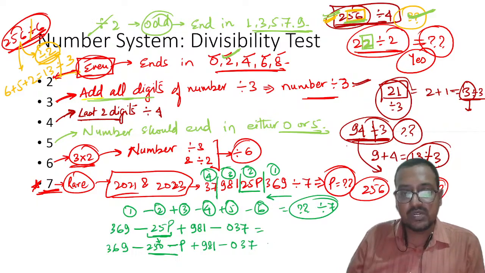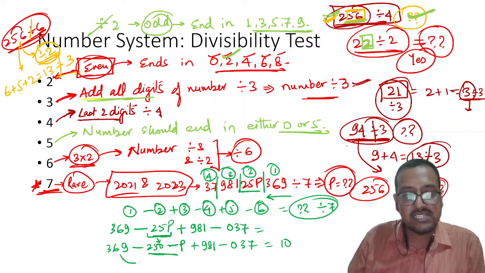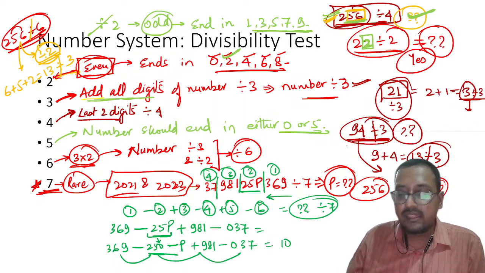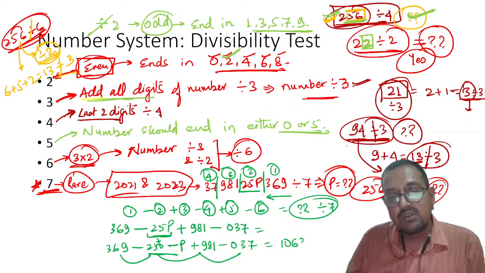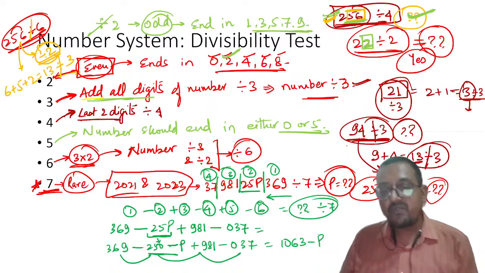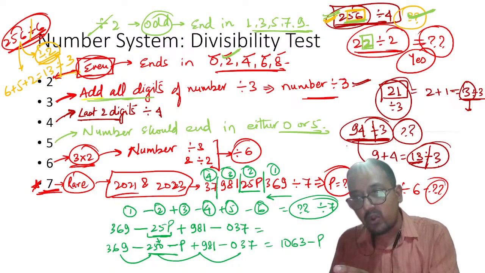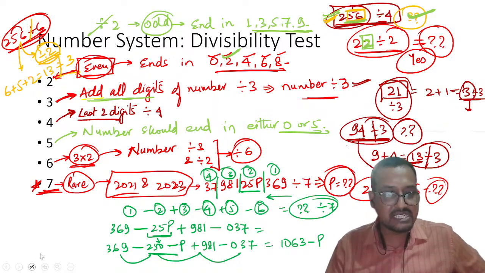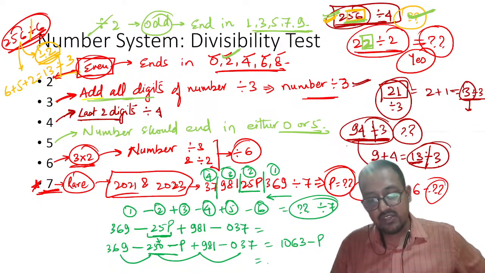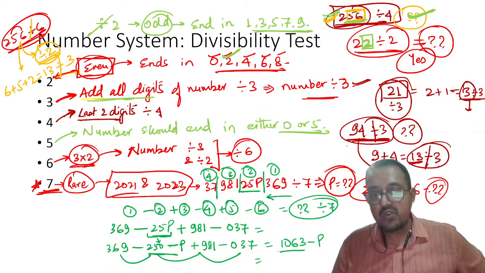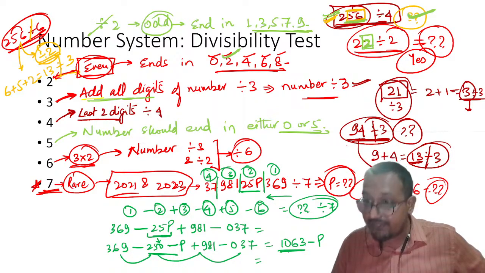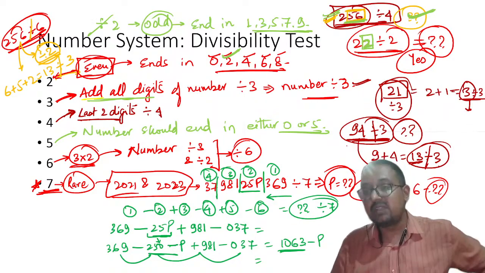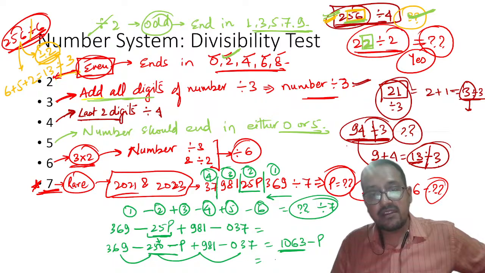So my dear students, if you solve all the number part, you will find it to be equal to 1063 minus P. If anyone is not able to understand anything at any point of time, please let me know. Although this is a revision series, the purpose is to make sure that you understand clearly. If you divide 1063 by 7, the remainder will be 6, and the quotient will be 151 multiplied by 7 plus 6.